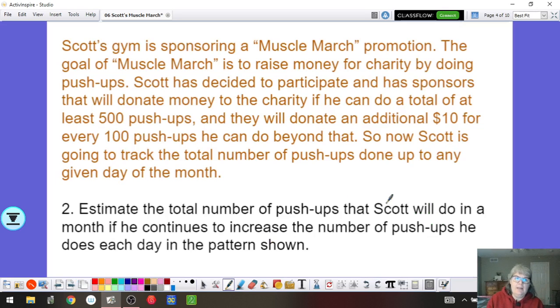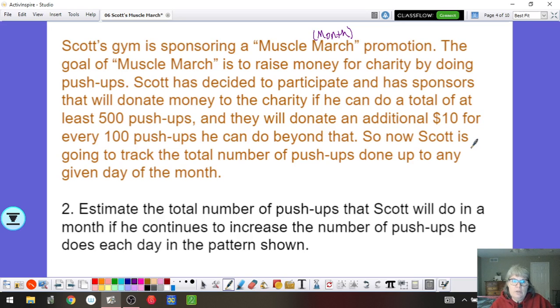Now we're back to Scott at his gym, and the gym is sponsoring a Muscle March promotion, and they're actually talking about the month of March. Make a note of that here. The goal of Muscle March is to raise money for charity by doing push-ups. Scott has decided to participate and has sponsors that will donate money to the charity if he can do a total of at least 500 push-ups. And they will donate an additional $10 for every 100 push-ups he can do beyond that.